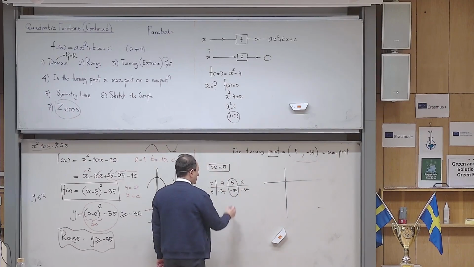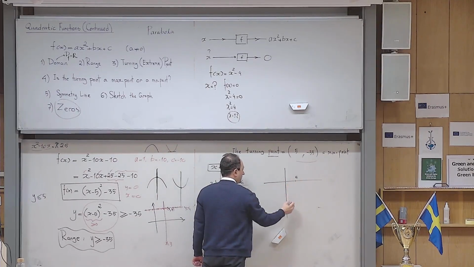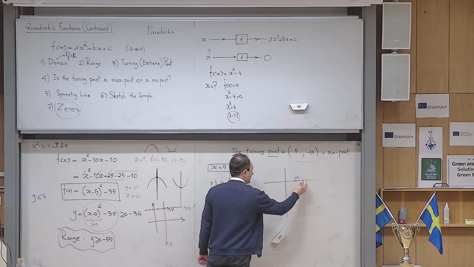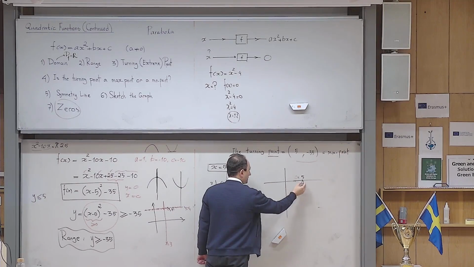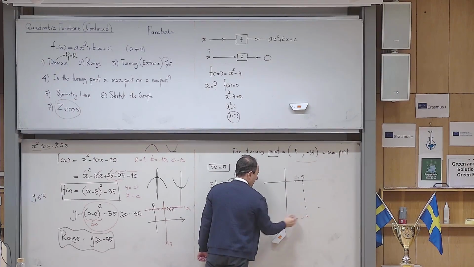So what you do, you take 5, let us say this is 5, and then let us make it a little bit bigger. So here it is 5, and then let us say that down there is minus 35. So this is your turning point, and you know that turning point is a minimum type, so it should be of this type here.